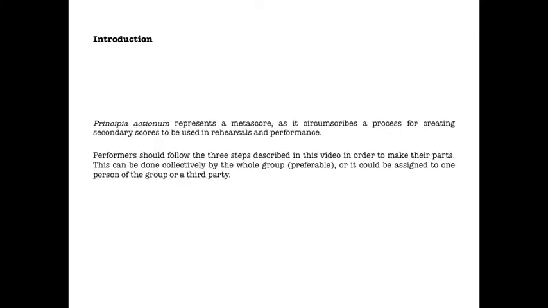Principia Actionum represents a metascore, as it circumscribes a process for creating secondary scores to be used in rehearsals and performance. Performers should follow the 3 steps described in this video in order to make their parts. This can be done collectively by the whole group, which is preferable, or it can be assigned to one person of the group or a third party.